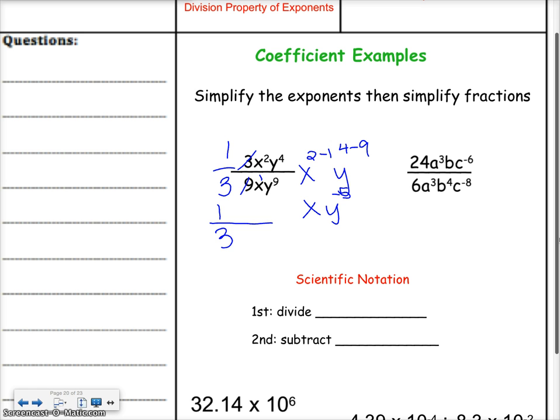Notice I still have my 1/3. That's what I just wrote there. I still have my 1/3. So on the top I have a 1. On the bottom I have a 3. That's from my coefficients.